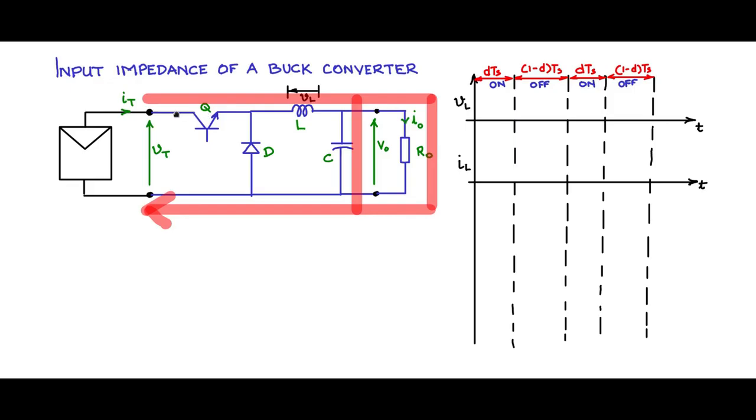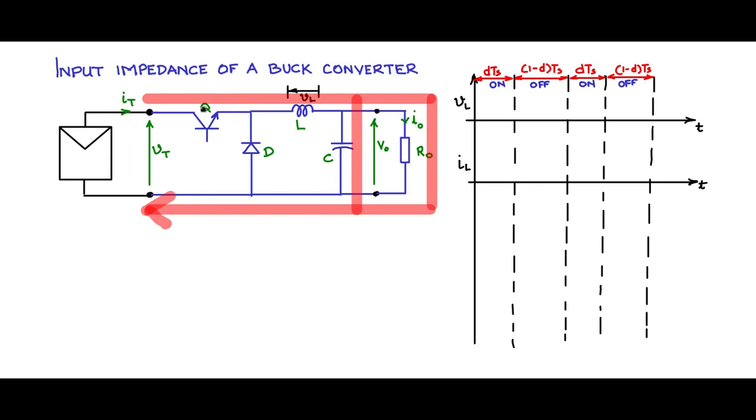Q is on, so this node is connected. This node potential is the same as this node potential. So this is VT, this is positive, the diode is reverse biased, it is out of the picture. Q is on, so you have the current flowing like this through the inductor. Part of it goes into the capacitance, another part goes through the load I0 and comes back. So this is the current flow through the circuit when Q is on.